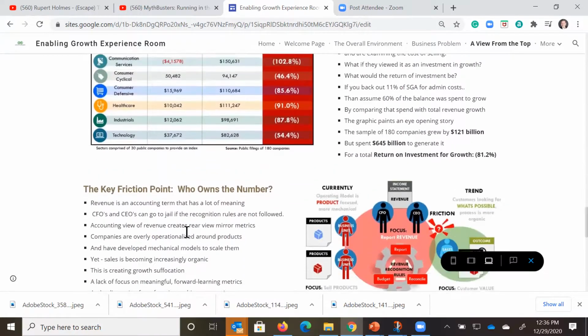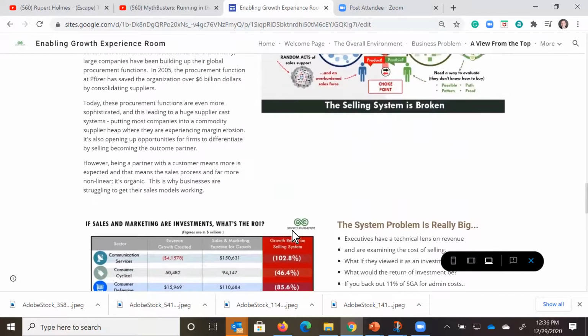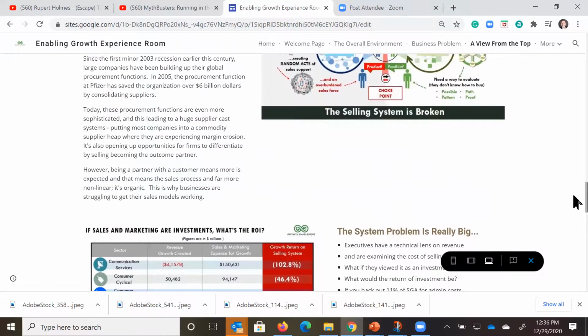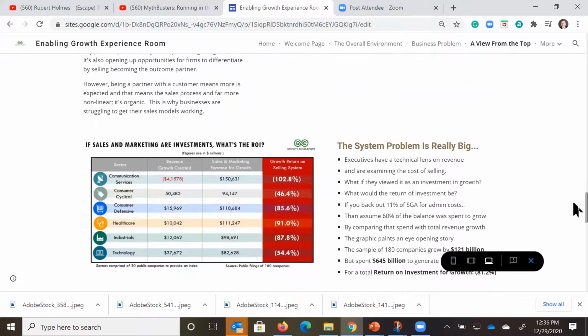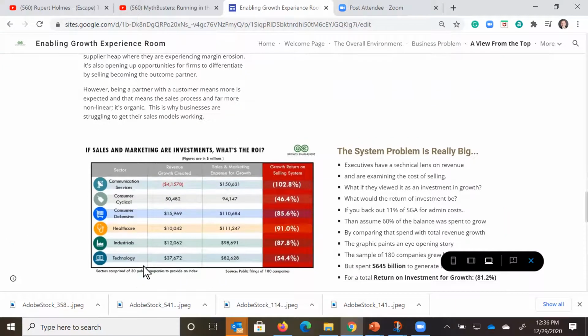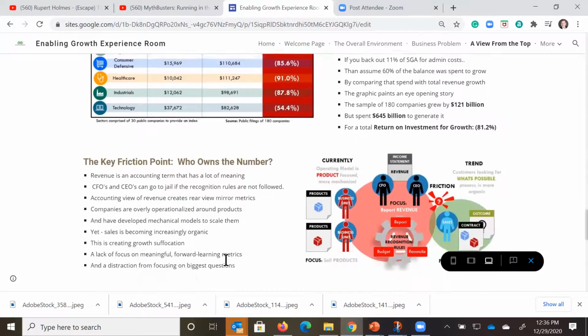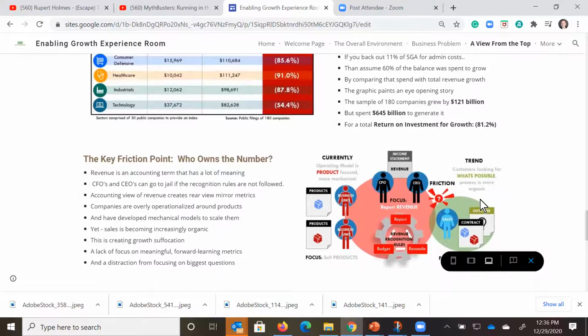This, by the way, preceded the commercial ratio. So here's work that we could do on the commercial ratio: organize it by different sectors and say, here's what the commercial ratio is. I laid this out as the growth return on the selling system. It's almost the commercial ratio. And I said, look, here's what it looks like by sector and how poorly different sectors are performing. And then say, look, here's what's really going on.